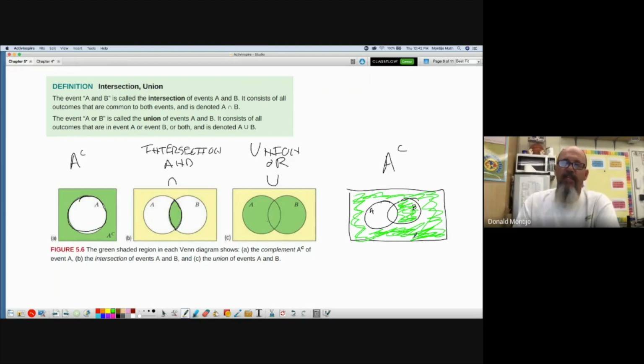Okay. Venn diagrams, you're going to really grow to appreciate these. Anytime we have two things happening simultaneously, we'll want to model that problem with a Venn diagram, and it will make our job so much easier.